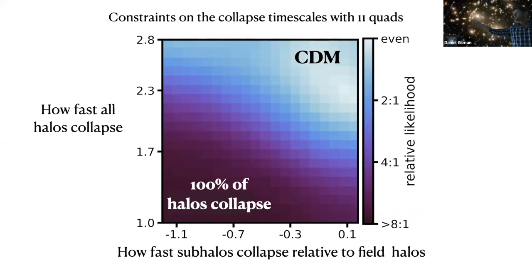So the y-axis here is lambda field. This is the core collapse timescale for field halos. It sets the overall normalization of the collapse times. So the y-axis is basically how fast all halos are collapsing. And then as you go along the x-axis, this is the collapse timescale for subhalos. And again, it's how fast a subhalo collapses relative to the field halo of the same mass.